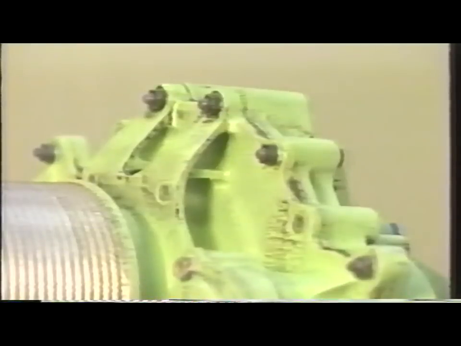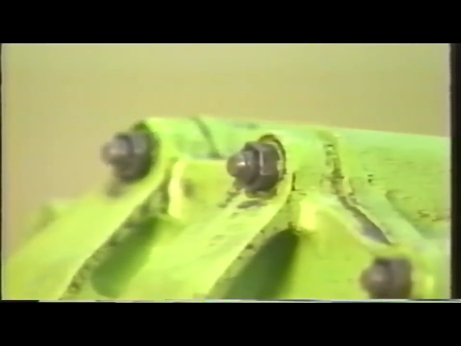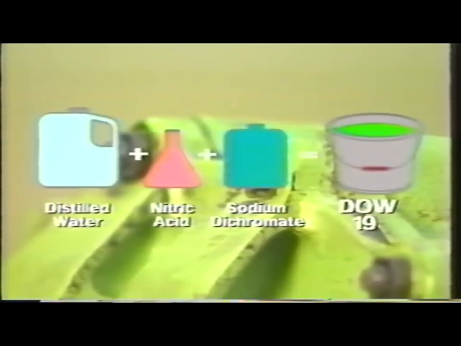Magnesium, like aluminum, requires a chemical conversion coating prior to painting. The most common conversion coating is Dow 19. If Dow 19 is not available, the conversion coating can be made by mixing chromium trioxide or nitric acid and sodium dichromate in distilled water. Consult the manufacturer's instructions or your AC 43-4A for precise mixing instructions.